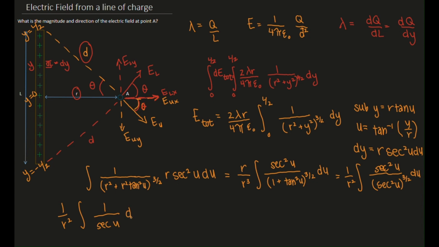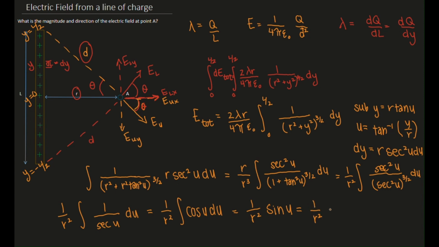And secant is the same as saying 1 over cosine. So we can write this as 1 over r squared, the integral of cosine u du, which is 1 over r squared sine u. And then we have to undo the substitution. I'm running a little bit out of room. And again, let's not forget we are also applying the parameters and the constants. We'll get there. This is 1 over r squared.